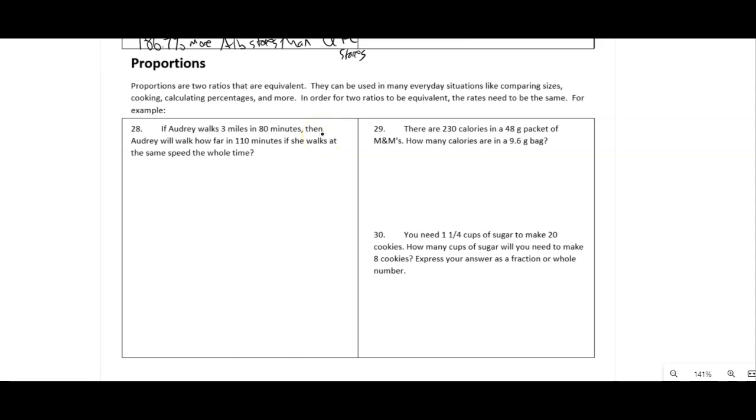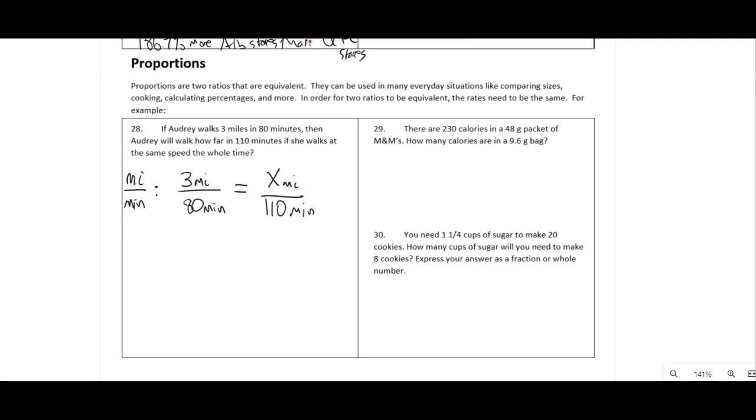So if we do the proportion as miles over minutes, then our first one is 3 miles over 80 minutes. And that will be equal to her second one, where it's an unknown how far she will walk, X miles over 110 minutes. Now, how do we solve this proportion?